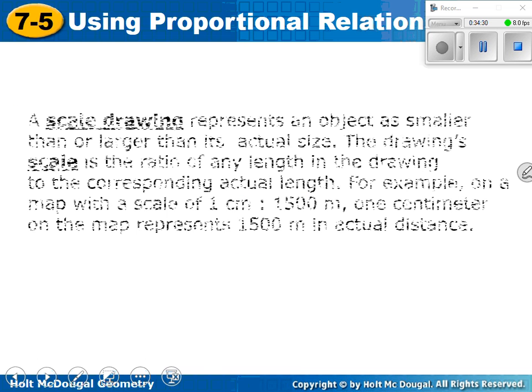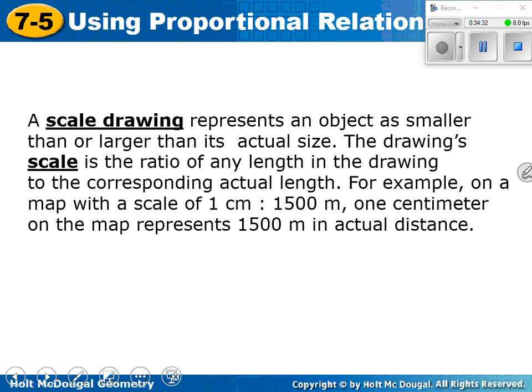The next thing that you can use the idea of similarity for is if you want to create a scale drawing. That's why you have a ruler today. You are physically going to create scale drawings. Again, a blueprint is a perfect example of a scale drawing. So a scale drawing just simply represents an object as smaller or larger.